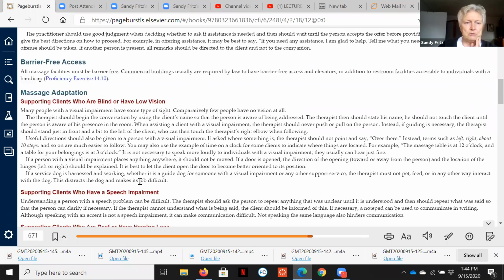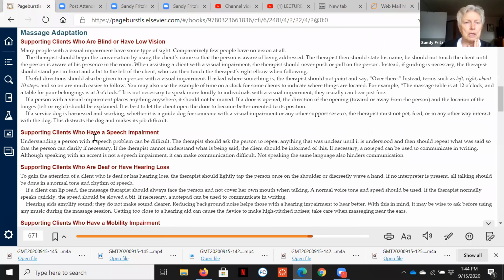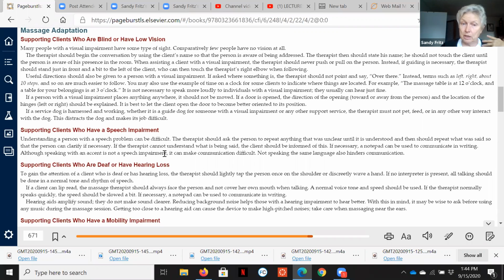Then these are some general suggestions for working with clients that have low vision, have a speech impairment where it might be hard to understand them, or have some hearing loss.